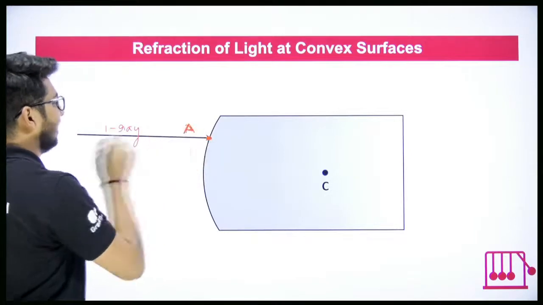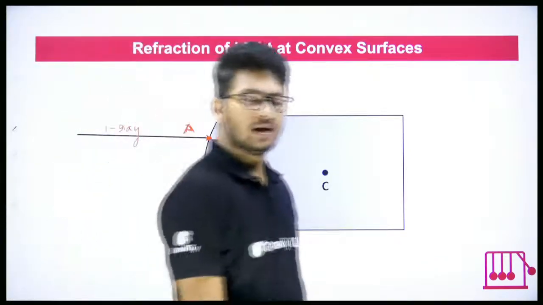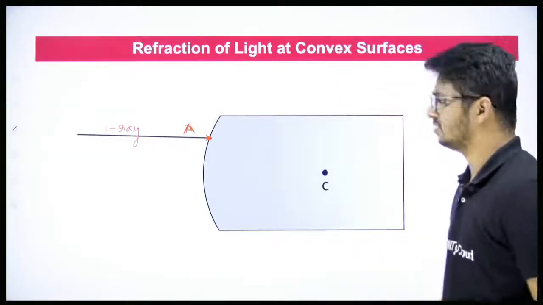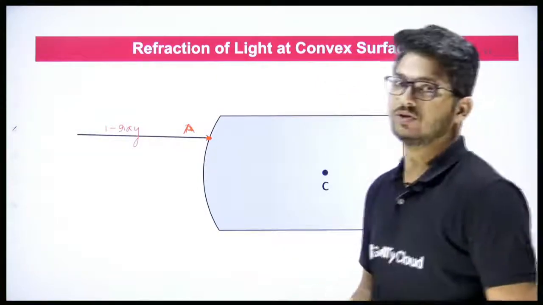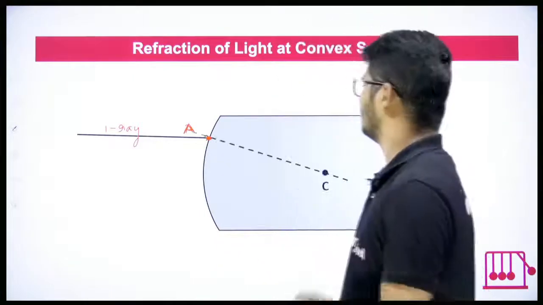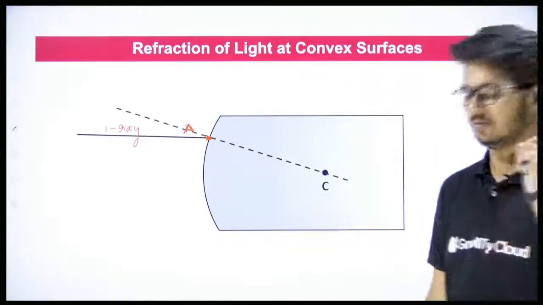Is the ray along the normal? No. So it is not the case of normal incidence. Then what happens to this ray? To figure that out, you have to first draw the normal. So this is the normal. Okay, we have drawn the normal.